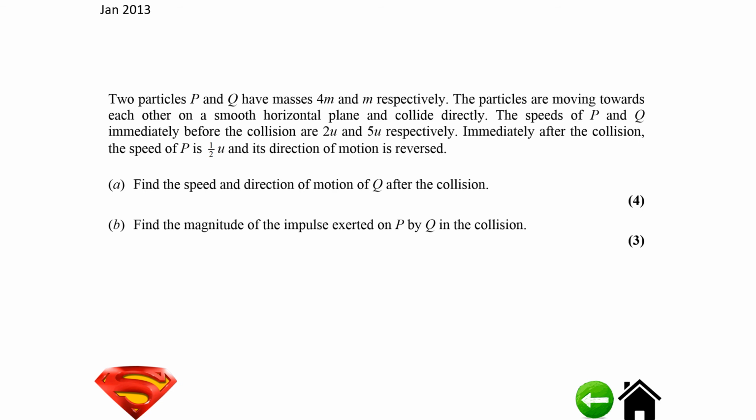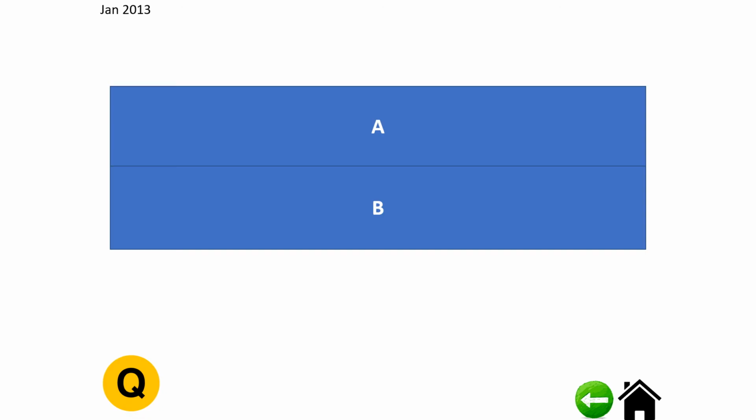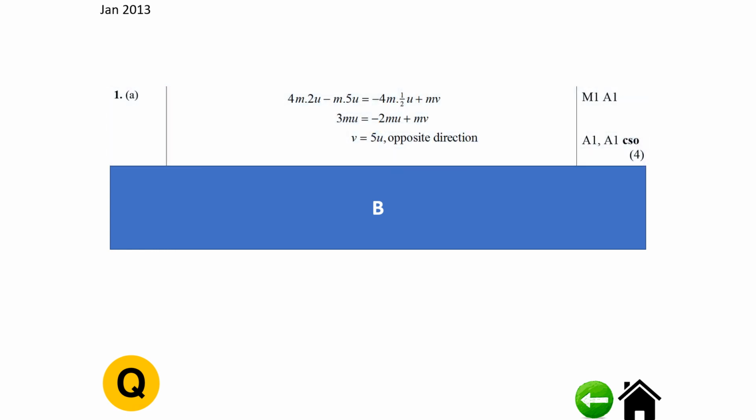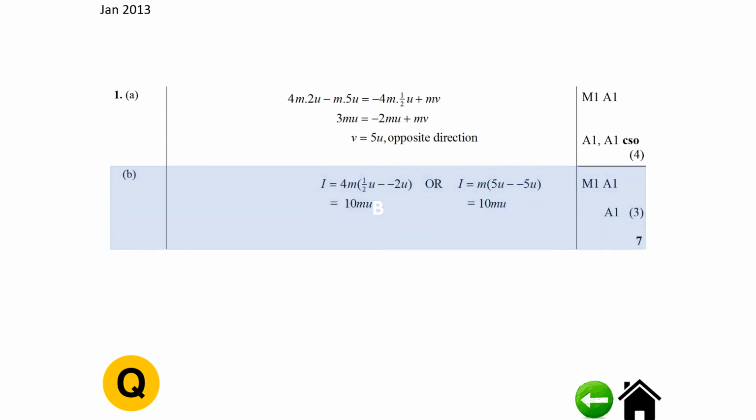Okay, here's an exam question. So you guys pause the video and have a go at this. Welcome back. So the answer to part A is v equals 5u, in the opposite direction. We use the principle of conservation of momentum. And for part B, we could use the impulse formula and we'll get 10mu.